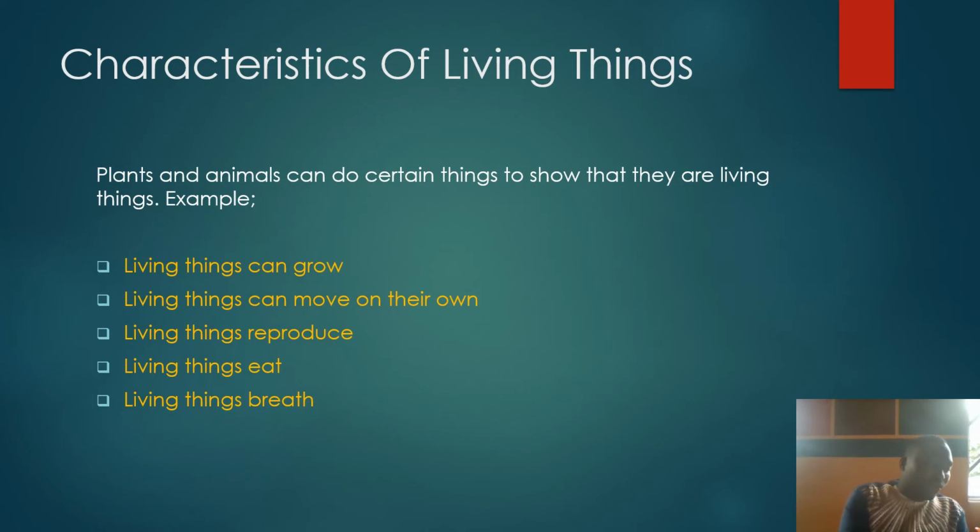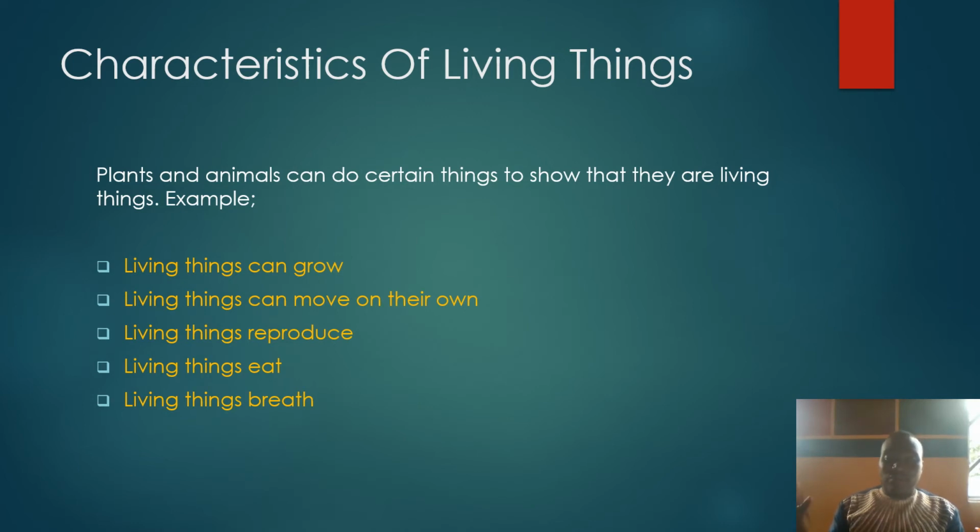Living things can reproduce. Every living thing produces their young ones. The process by which living things produce their young ones is what we refer to as reproduction, or we say living things can reproduce.